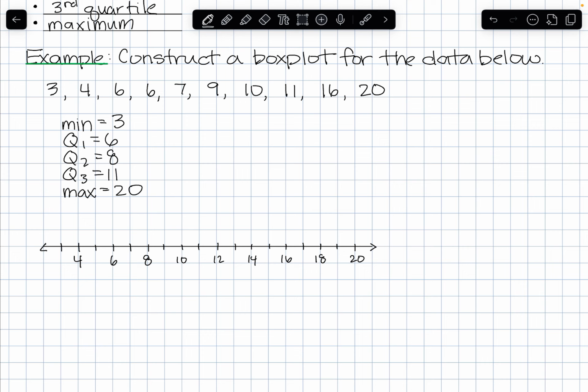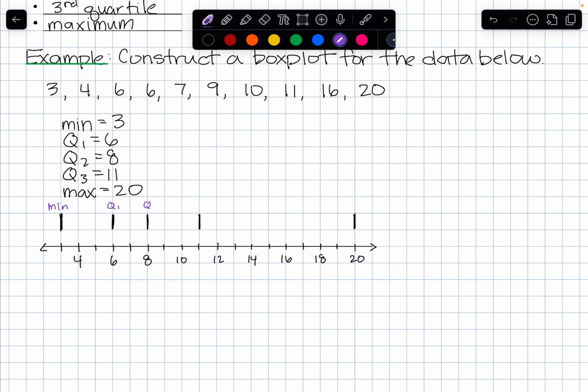What I'm next going to do is make vertical lines above each of the numbers in my 5-number summary. So I should have a vertical line above 3, a vertical line above 6, a vertical line above 8, above 11, and above 20. And I am, in a different color, going to label them just so we can identify them. Min, Q1, Q2, Q3, and max.